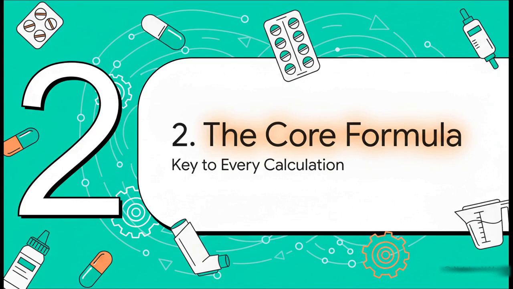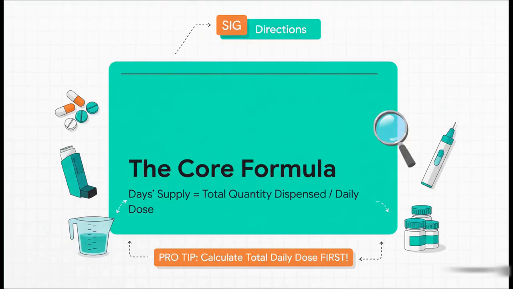Let's take a look. And here it is. It's just the total quantity you're dispensing divided by the daily dose. That's it. Total quantity is just the total amount you're giving: 60 tablets, or 120 puffs from an inhaler, or 150 milliliters of a liquid. The daily dose is how much the patient takes every single day, which you figure out from the directions, the SIG. Pro tip, and this is a big one: always calculate that total daily dose first. It'll make everything else fall into place.